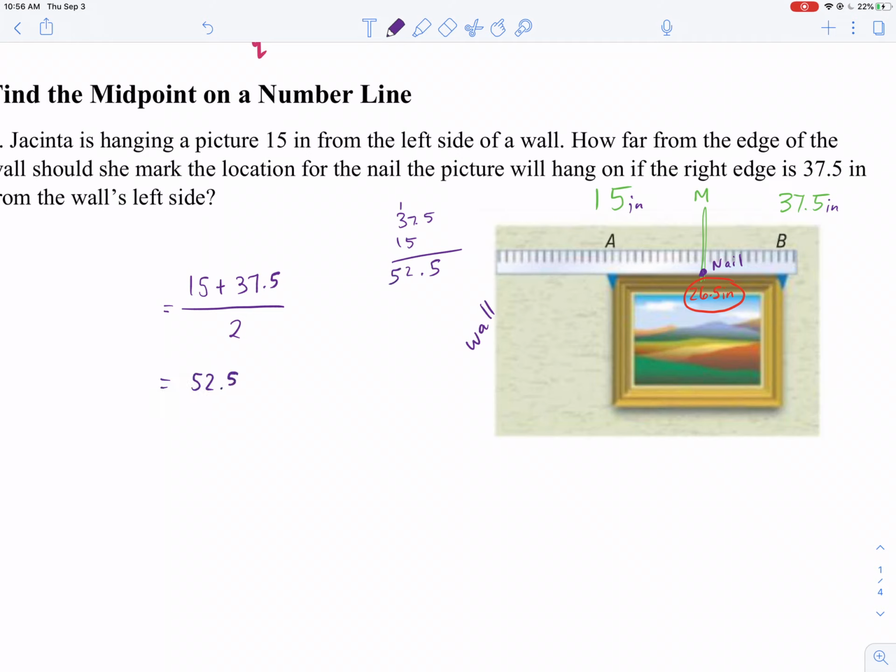Okay, you will get to use a scientific calculator. So now we're going to do 52.5 and we're going to divide it by 2. And make sure you keep your units.